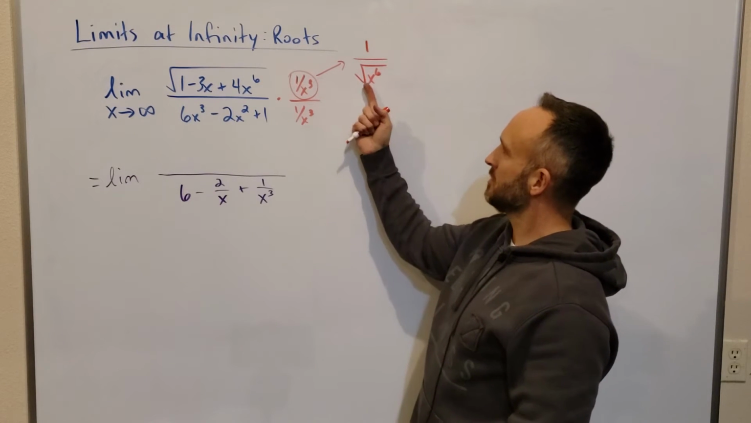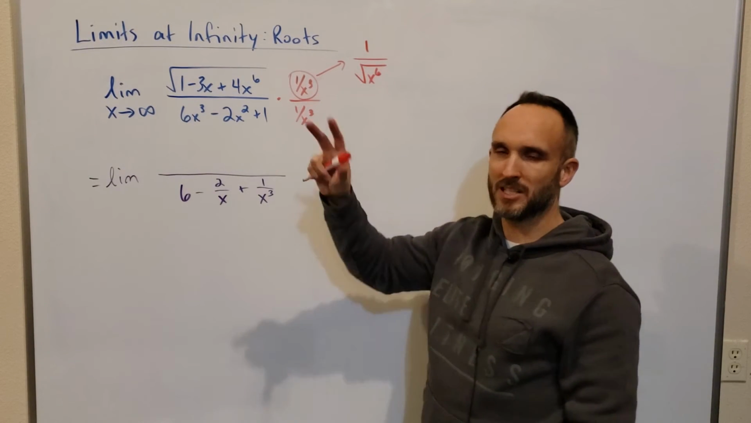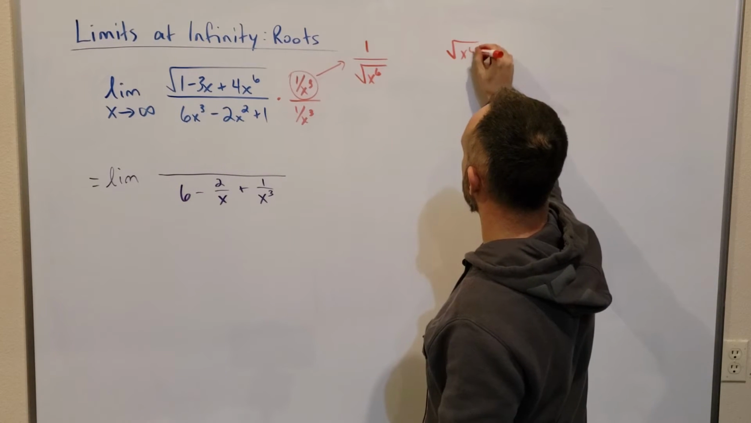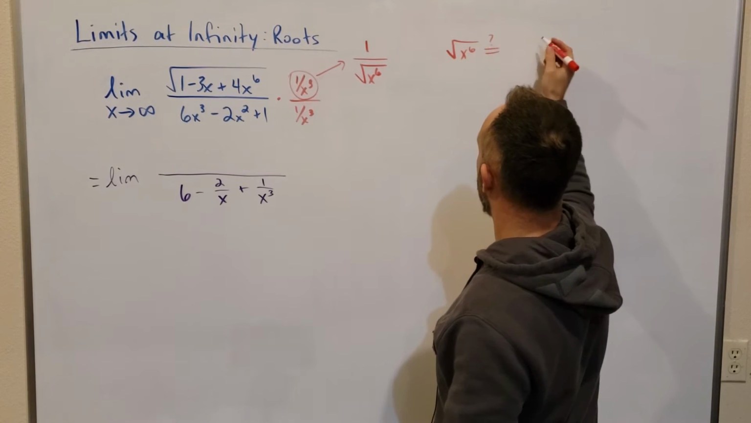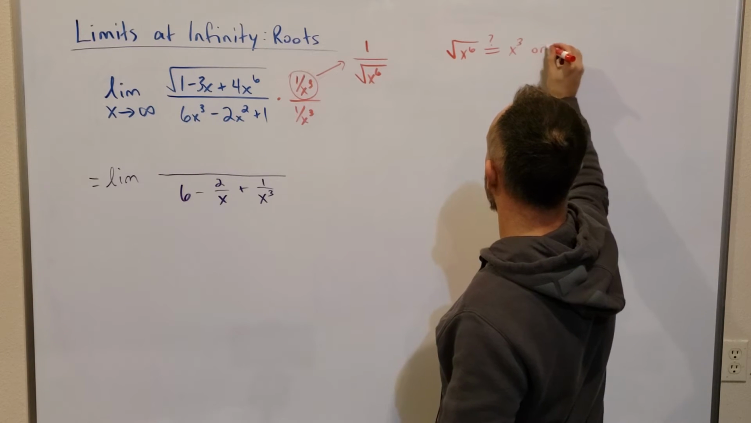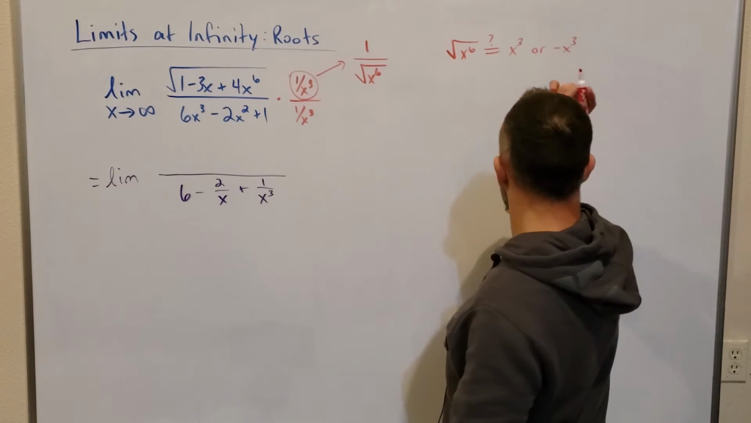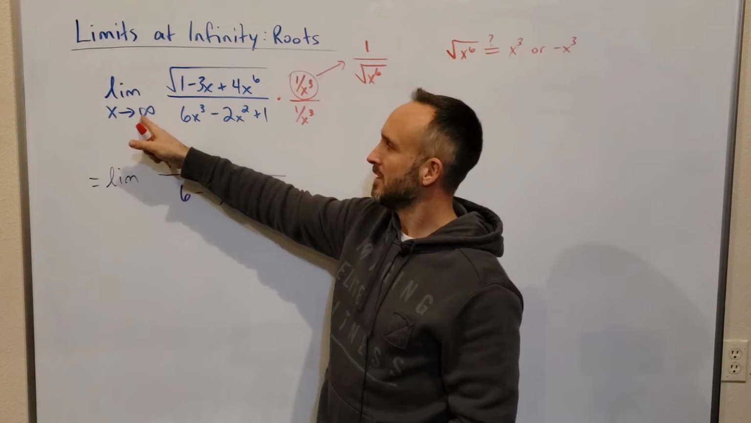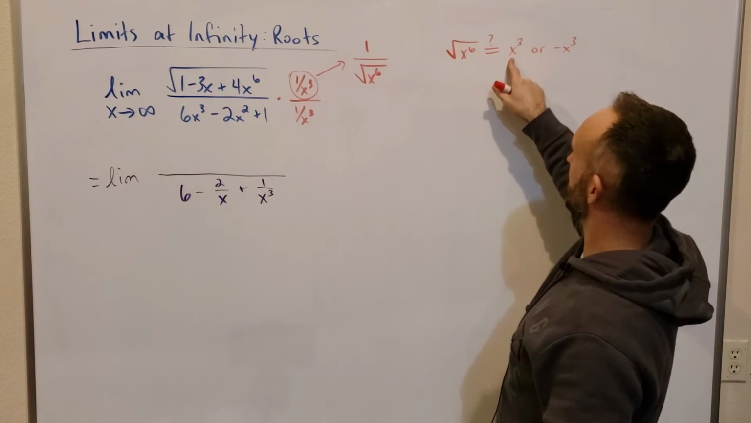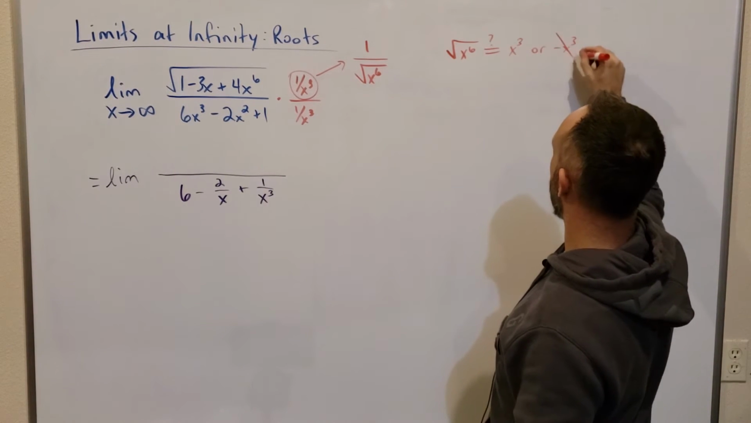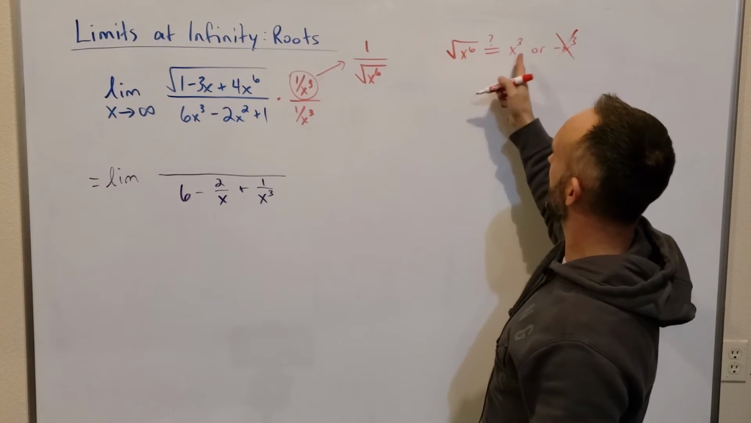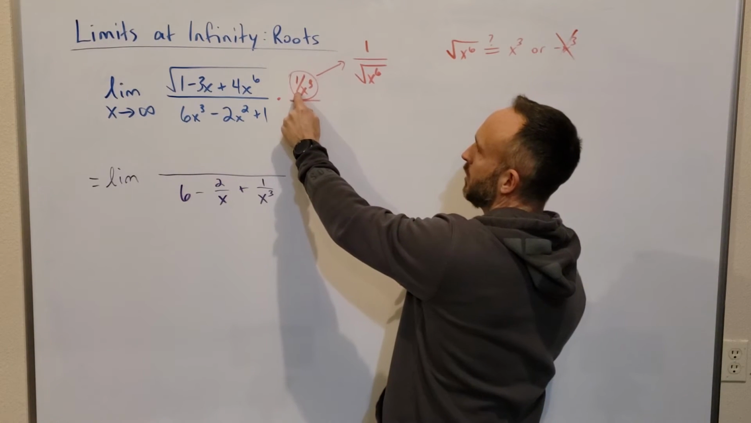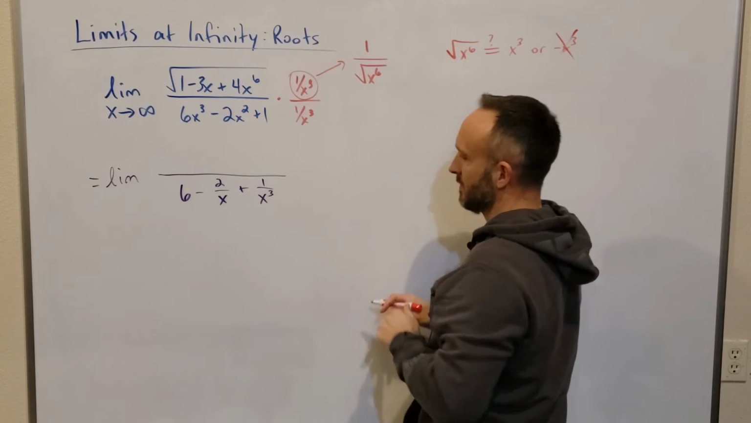The question is, do we need to include a negative in this because of all the discussion we had before? So the square root of x to the 6th, we want to know, does that equal x to the 3rd or negative x to the 3rd, right? Well, in this case, x is positive. So x to the 3rd is positive. So we don't want the negative x to the 3rd. The square root of x to the 6th is x to the 3rd. So we can literally call 1 over x cubed this guy. So let's do that.